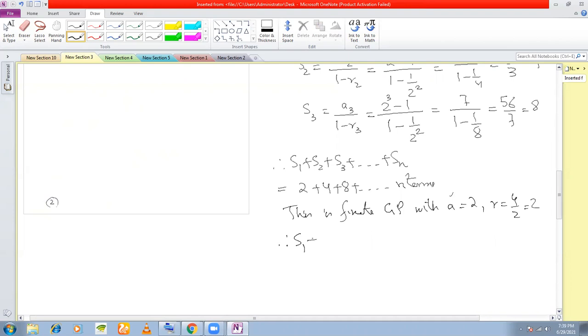Therefore, what is S1 plus S2 plus up till Sn? What is the sum of this GP? A times R to the power of n minus 1 by R minus 1, which is equal to simply twice 2 to the power of n minus 1. And that is your answer. Fine. So I'll stop here.